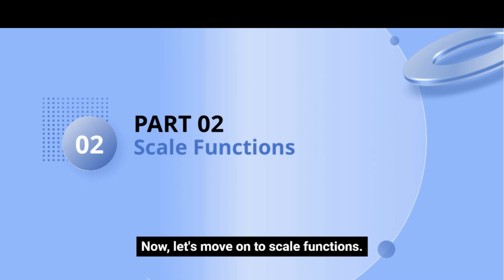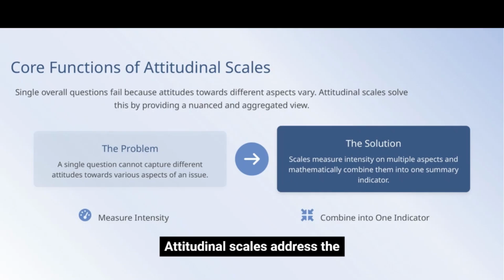Now, let's move on to scale functions. Attitudinal scales address the limitations of single overall questions by providing a nuanced and aggregated view of attitudes. A single question cannot capture different attitudes towards various aspects of an issue. Scales measure intensity on multiple aspects and mathematically combine them into one summary indicator.